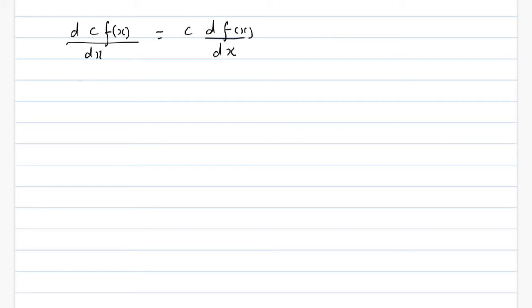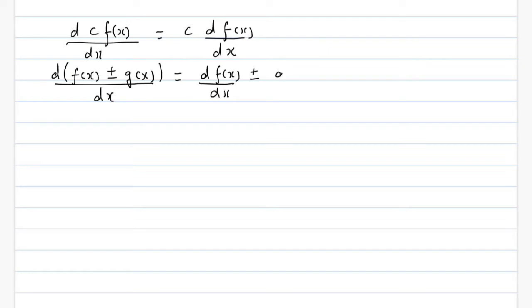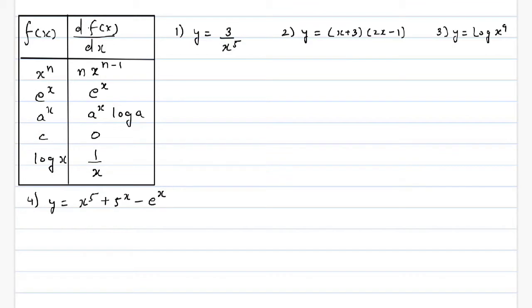The second property is that if I have two functions f of x plus or minus g of x, and I differentiate this with respect to x, I should get individual differentiation plus or minus. So I can separate my differentiation when I have addition or subtraction in between, and I can take constants out if the constants are multiplied. Let's take a few examples.